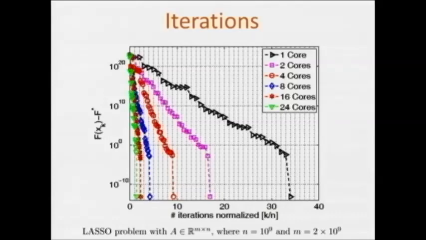Were they the same for all the i's? The reason I'm asking is because the obvious thing for me would be to pick variables with probability proportional to... Yes, so this was uniform. Okay, it was uniform. This was uniform, yeah.